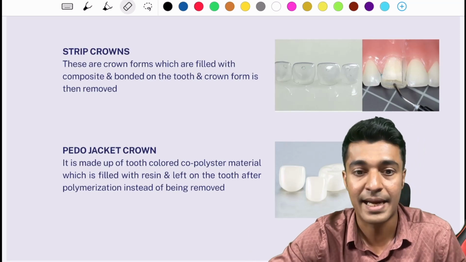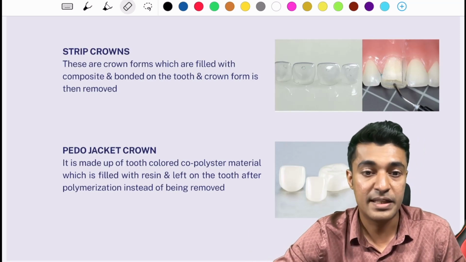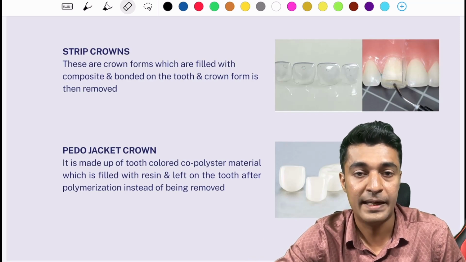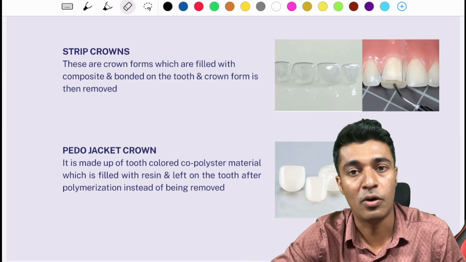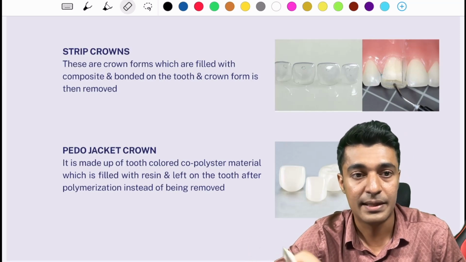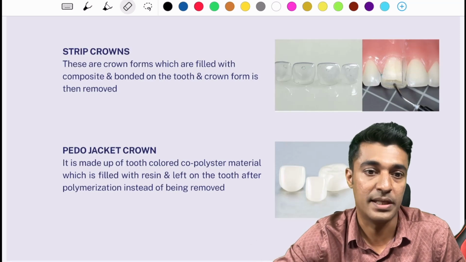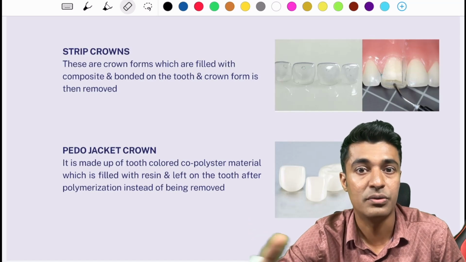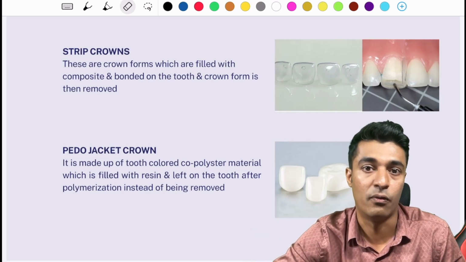Whereas pedo jacket crowns are made of a tooth-colored copolymer material which is filled with the resin and left on the tooth after the polymerization process is complete. That is the difference between strip crowns and pedo jacket crowns. Pedo jacket crowns are tooth-colored already, and once they are bonded on the tooth, they are left on the tooth and not removed.